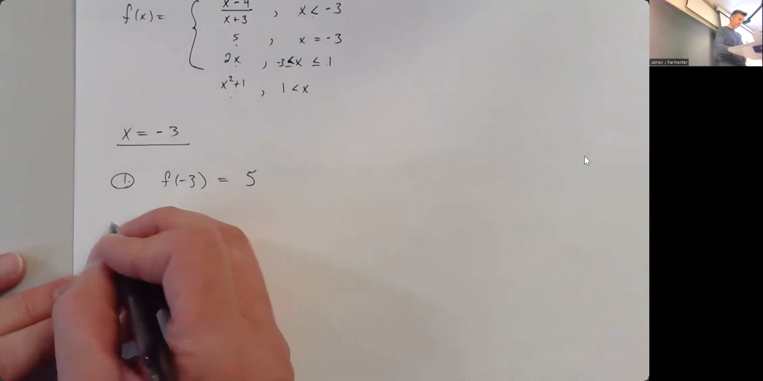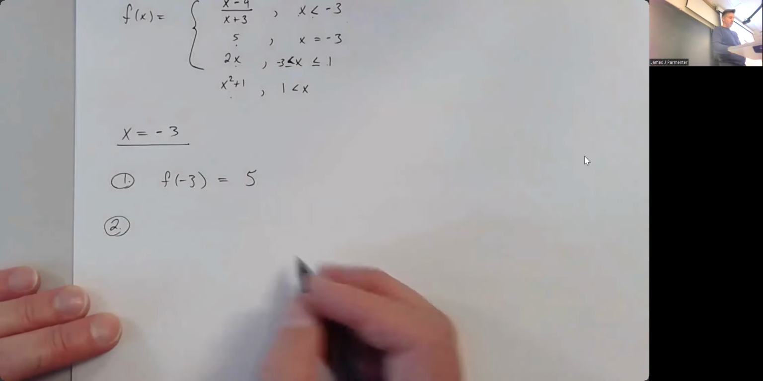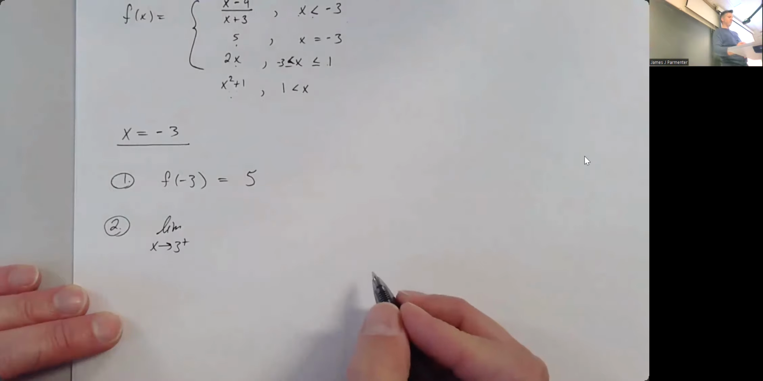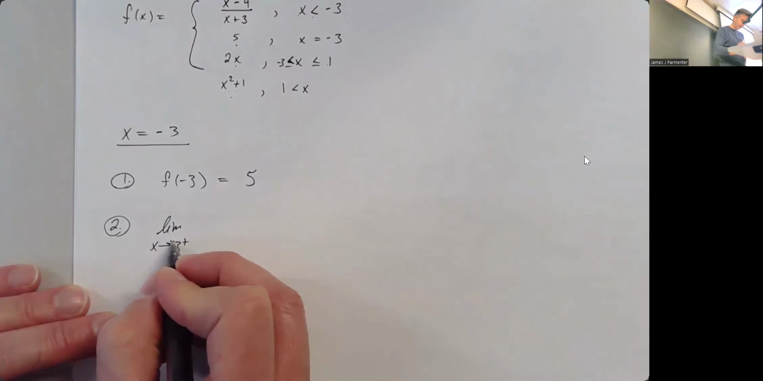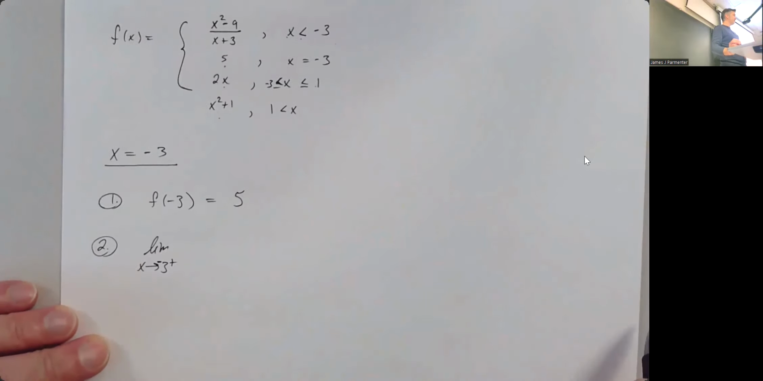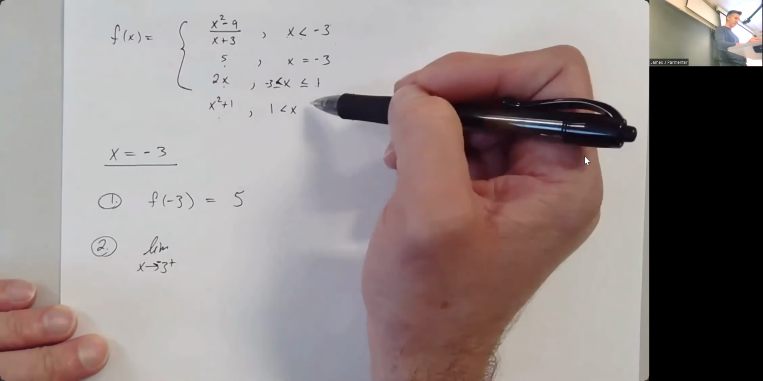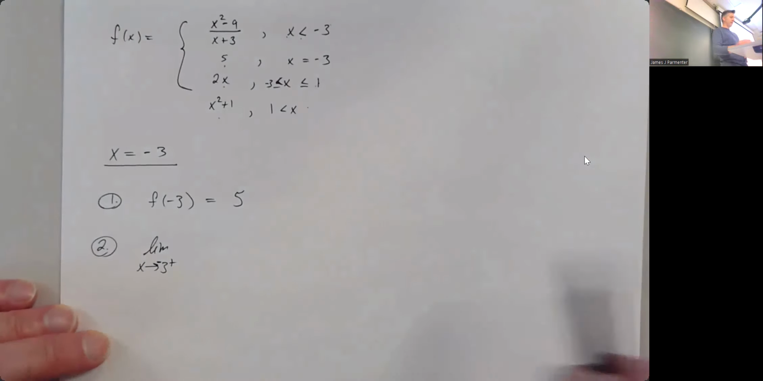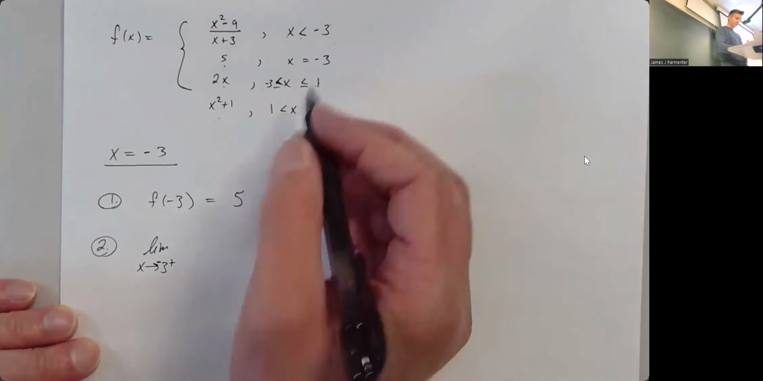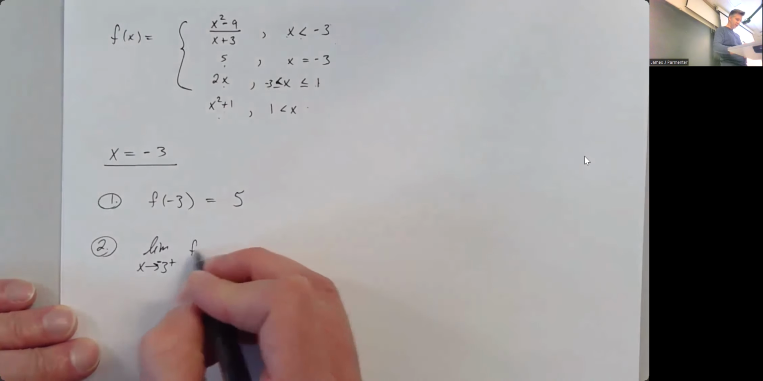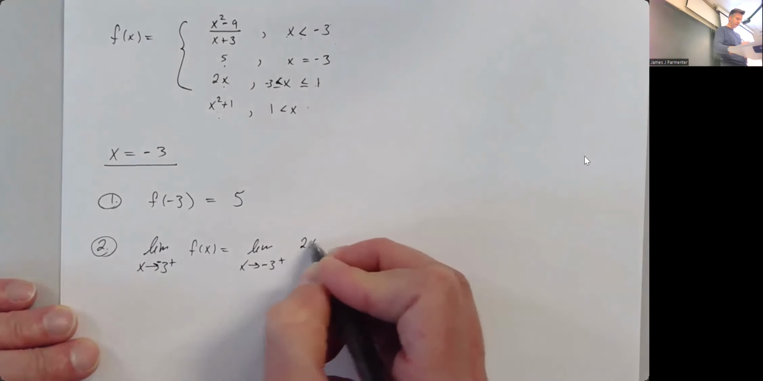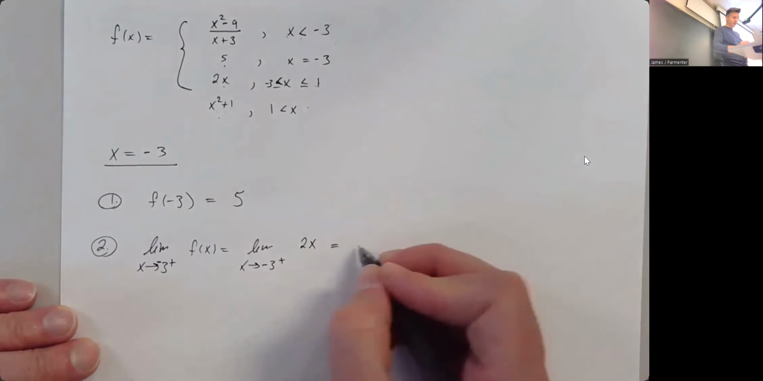Okay, now we're going to talk about the limit. So if I look at the limit as x approaches -3 from the right, I'm going to use which piece of my piecewise function? The first piece, the second piece, the third piece, or the fourth piece? It's not going to be the second piece because I'm not equal to -3. I'm a little bit bigger than -3, so I'm going to use the third piece here, which is f of x equal to 2x. So that's going to be the limit as x approaches -3 from the right of 2x. I'm just going to plug in -3 and get -6.